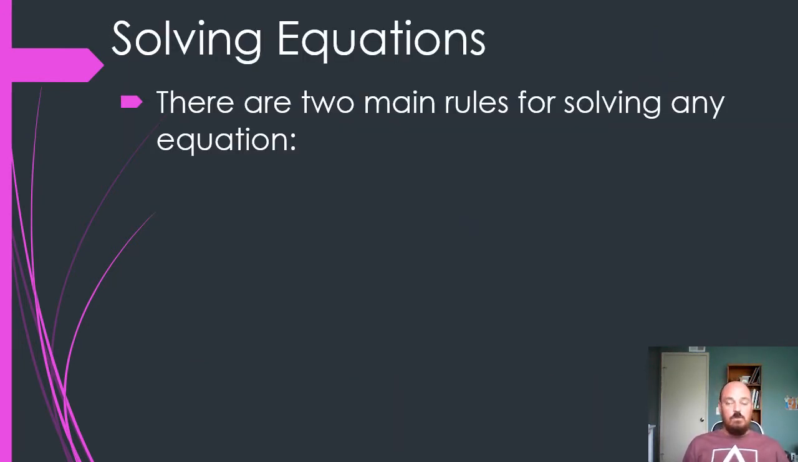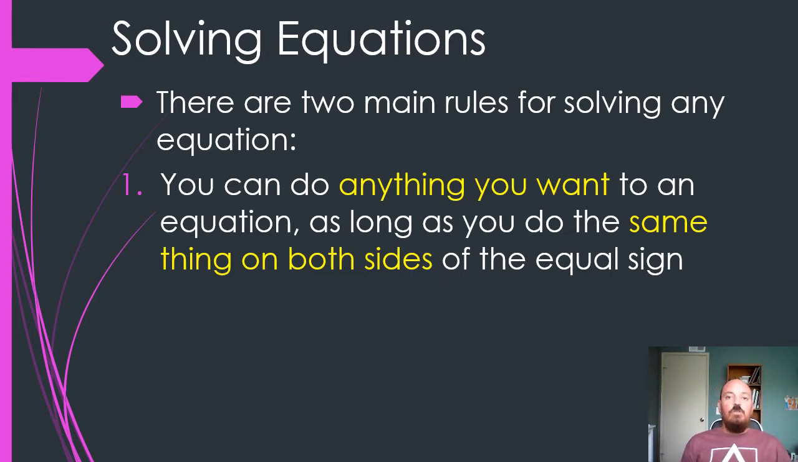There are two main rules that you can use to solve absolutely any equation in math. Rule number 1, you can do anything you want to an equation, anything at all. You have complete freedom here. You can multiply, divide, add, subtract. You can raise to an exponent, raise to a power. You can use a square root. As you get into more complicated functions later on in your math education, you can take the logarithm of both sides, anything you want. But the key is you have to do the same thing to both sides.